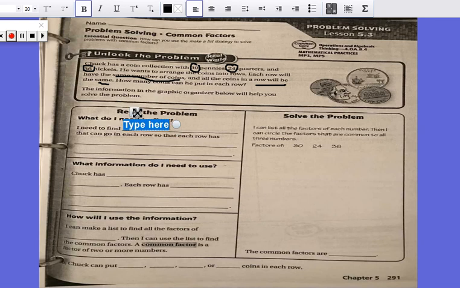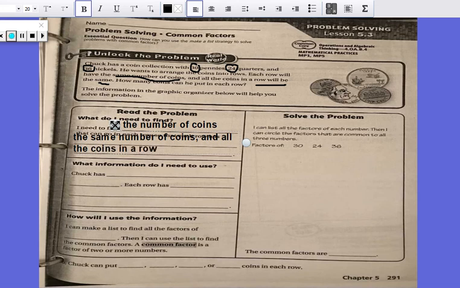I need to find the number of coins that can go into each row so that each row has the same number of coins, and all the coins in a row are the same as well.